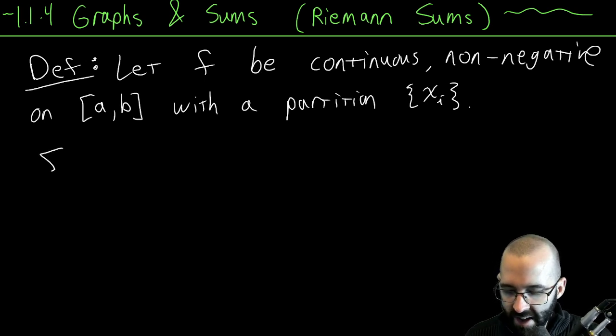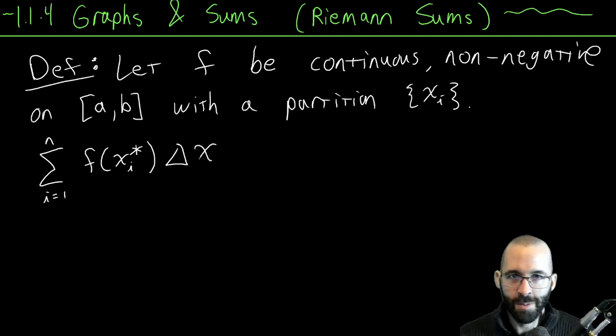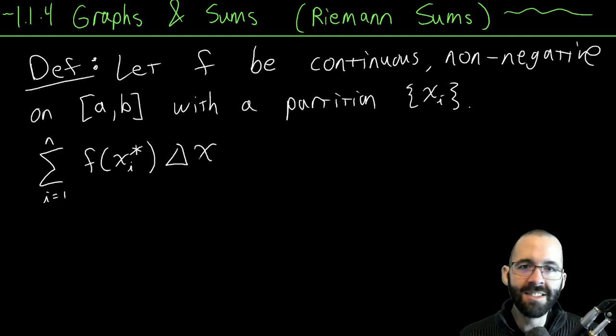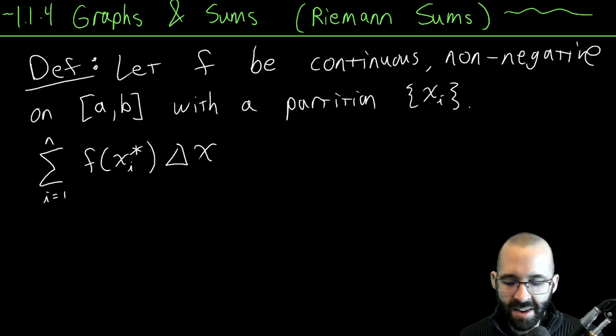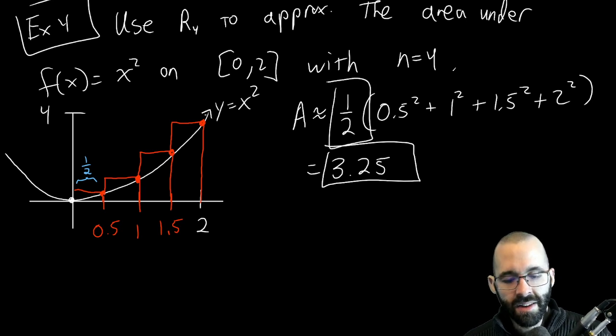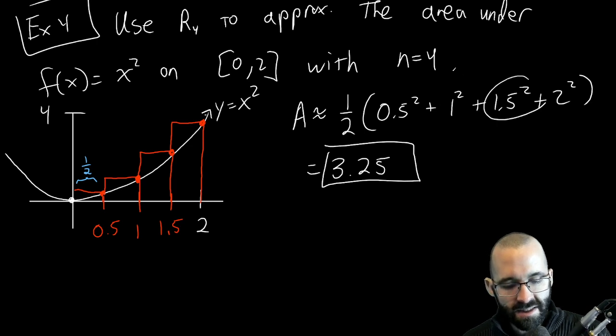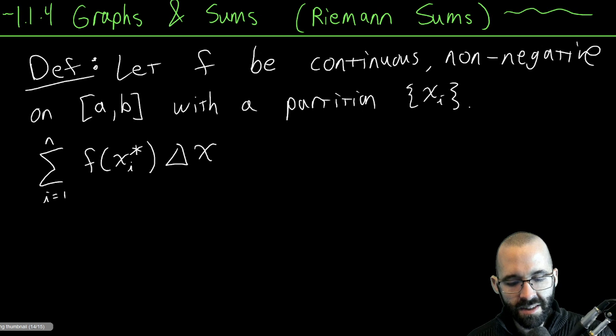Then we have this thing that's the sum from i equals 1 to n of the function evaluated at some x sub i star times delta x. Breathe, it's okay. This is exactly what we had in the problem before, right? Look at this. We're adding things together. Delta x is just a width. The function evaluated at different x's is this. This is really just what we were doing before.